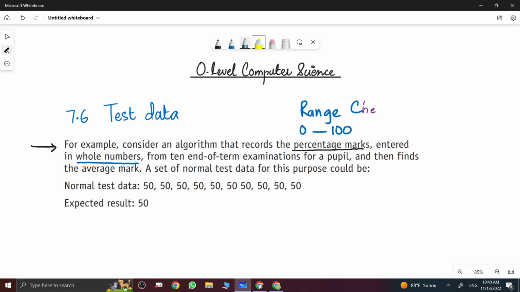And the second thing is type check validation, because it says that it must be a whole number, or in other words, it must be an integer value. So it's a type check.